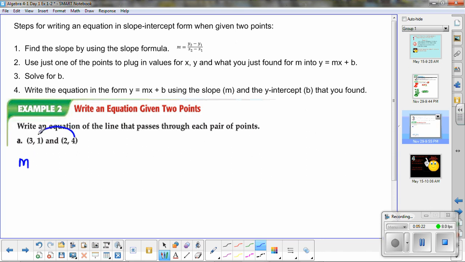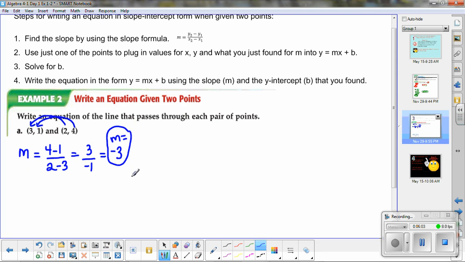Remember, it's y2 minus y1, so 4 minus 1 over x2 minus x1, or 2 minus 3. 4 minus 1 is 3, and 2 minus 3 is negative 1, and 3 over negative 1 simplifies to being negative 3. So our slope is negative 3. I'm going to just write here, m is equal to negative 3. That's going to be used in our final equation.